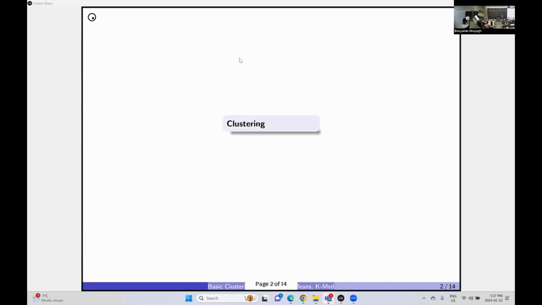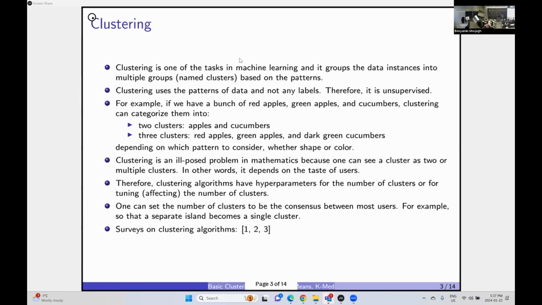First off, let's talk about clustering in general. So clustering is one of the tasks in machine learning, and it groups the data instances into multiple groups named clusters based on the patterns. So what does it mean?